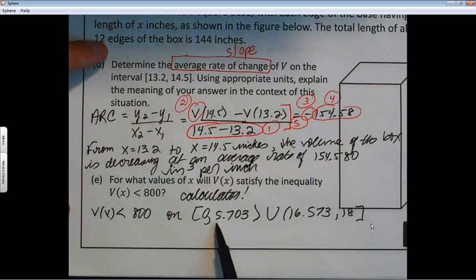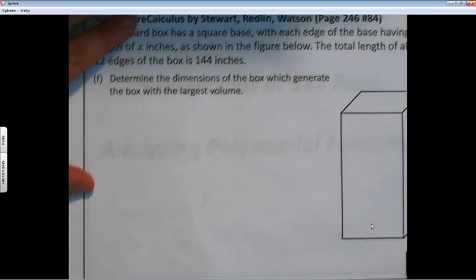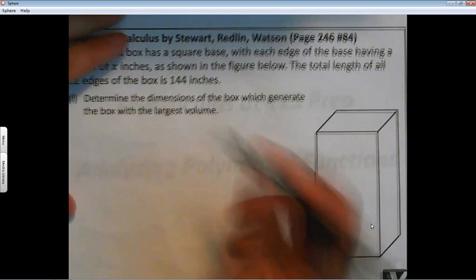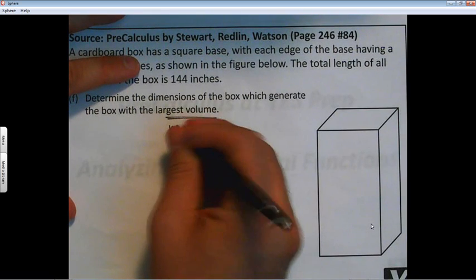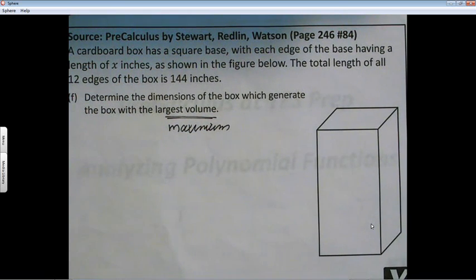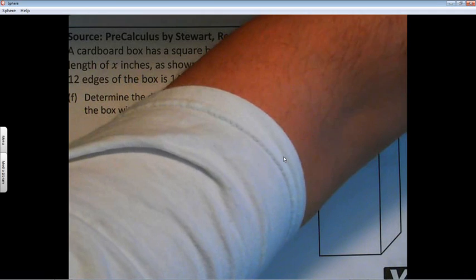V of x is strictly less than 800 on the interval 0 to 5.703, open parentheses, and then it happens again, so I'm going to use the union, 16.537 to 18. So on these two intervals, any value of x that I select will give me a volume less than 800 cubic inches.